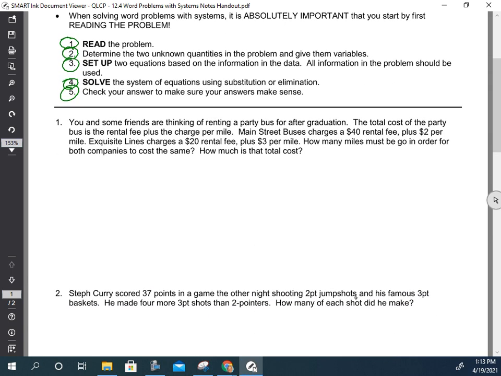So let's kick things off with example number 1. You and some friends are thinking of renting a party bus for after graduation. The total cost of the party bus is the rental fee plus the charge per mile. Main Street Buses charges $40 rental fee and $2 per mile. Exquisite Lines, $20 rental fee, $3 per mile. How many miles must you go in order for both companies to be the same? And how much is that total cost?